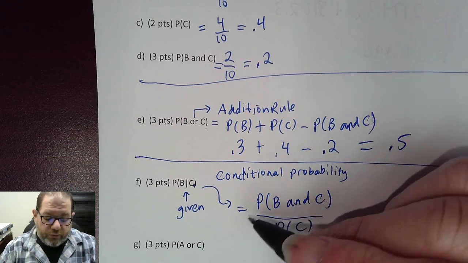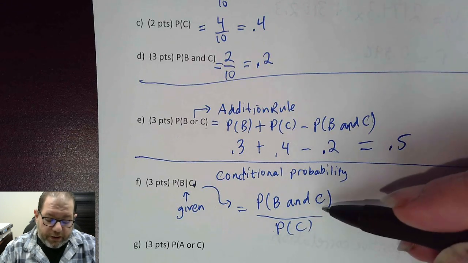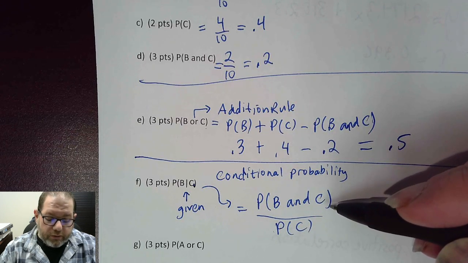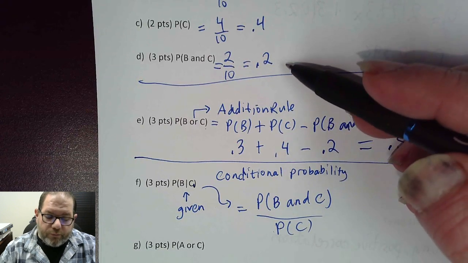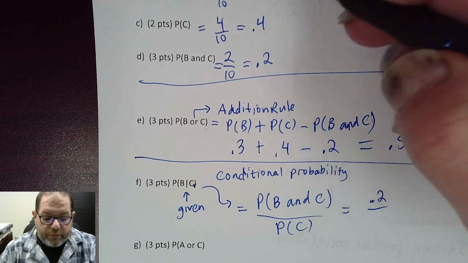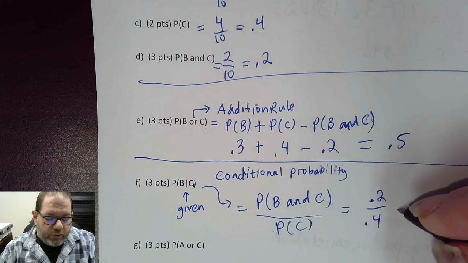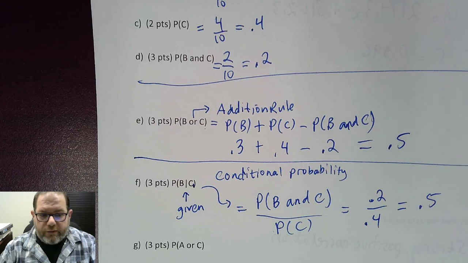It is based on the general multiplication rule, just kind of solved for a different term. But now that we know the formula to do that, we can still just plug in the values that we already used. The probability of B and C is 0.2. And the probability of C is 0.4. And now we just divide those. 0.2 divided by 0.4 gives us 0.5.